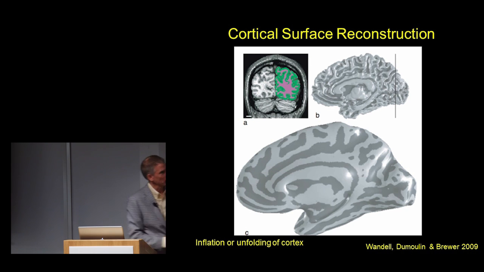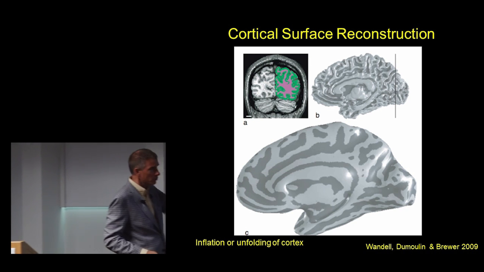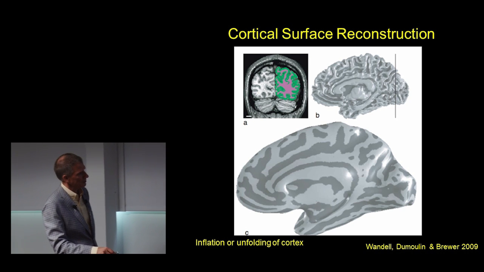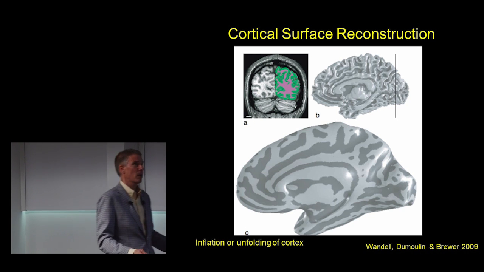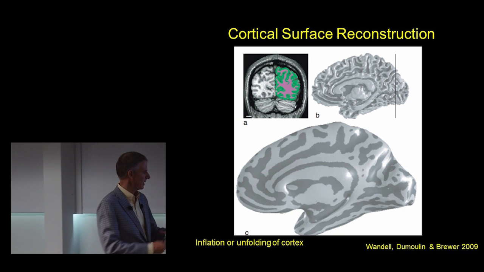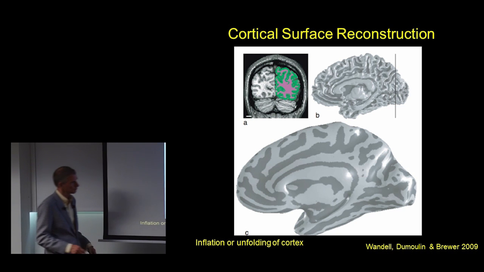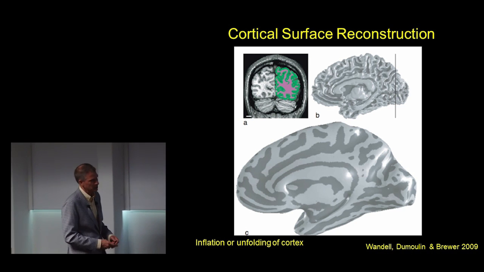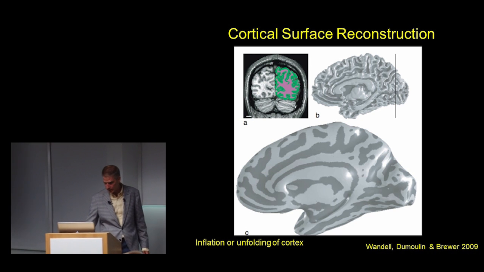So people have imaged that. As I said, this is the left hemisphere viewed from the back, and then, as I mentioned, there's this technique that people developed in the late 80s where they inflate or unfold cortex, where the black and white means the gyri and the sulci.